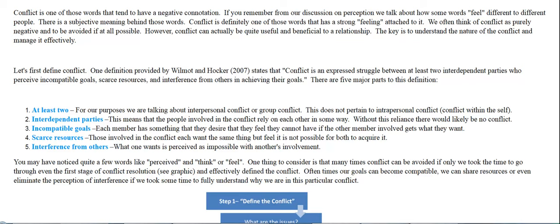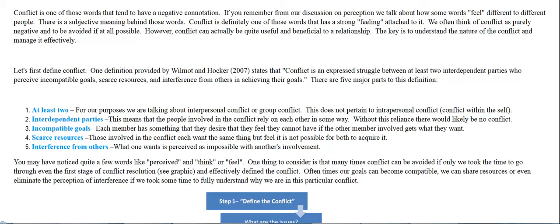If you look at that definition and read through it carefully, you're going to see 5 major parts, which basically explain conflict in a little bit more detail. So let's look at those 5 parts. Number 1, you have to have at least 2 people.